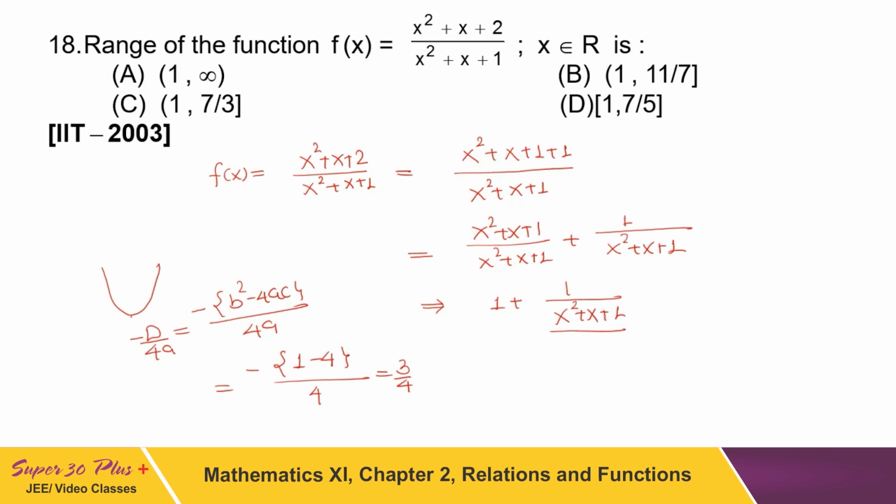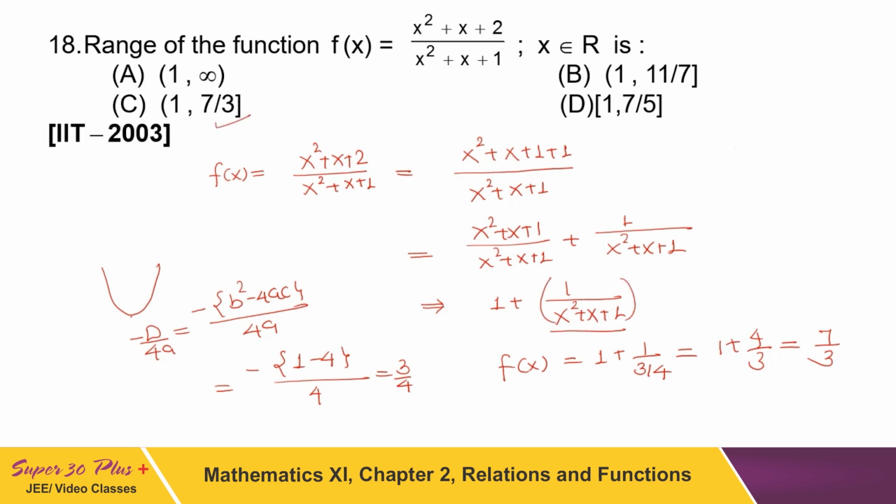And if we want to maximize f(x), then x square plus x plus 1 should be minimum. That's why the maximum value of f(x) will be 1 plus 1 upon 3 by 4. Simplify it, 1 plus 4 by 3. It is equal to 7 by 3. This means the range of the function is from 1 to 7 by 3.